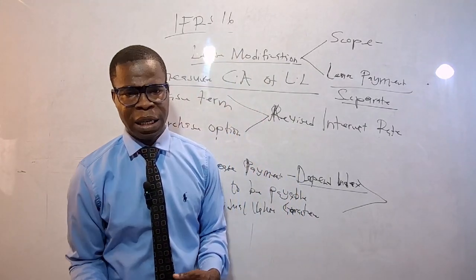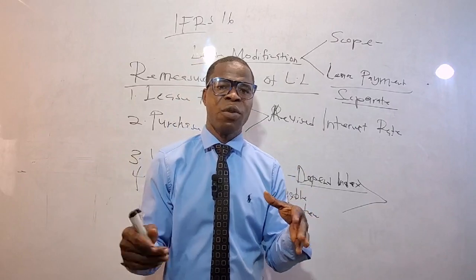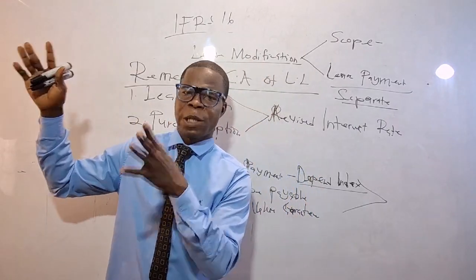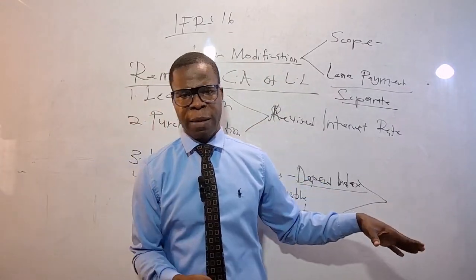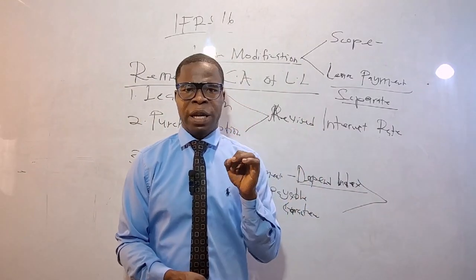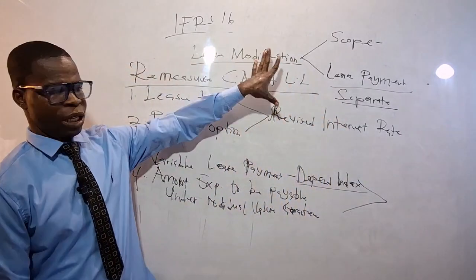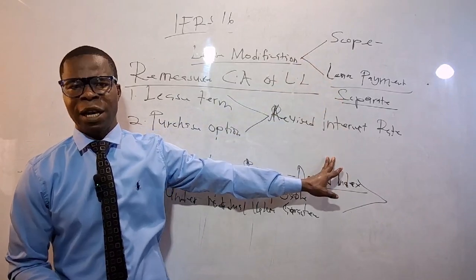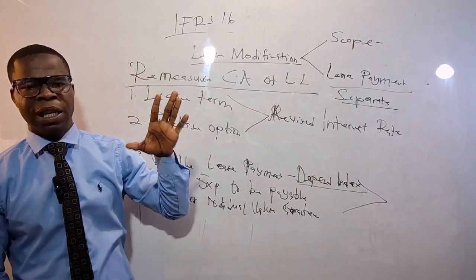They can be avoided. For that matter, when such costs are incurred, we treat them in the profit or loss account as an expense, as and when they are incurred. Please take note of that. Any other costs that are not captured as part of the right of use asset and the lease liability will be treated as an expense in the profit or loss account.